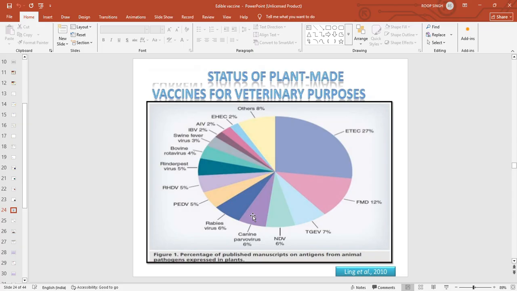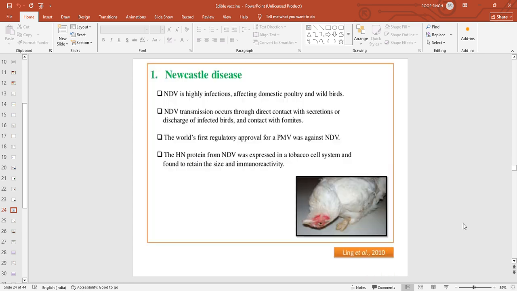This slide shows the status of plant-made vaccines for veterinary purposes, in particular for controlling diseases in animals. There is a lot of work going on. This is Newcastle disease, which is highly infectious, affecting domestic poultry and wild birds. NDV transmission occurs through direct contact with secretions or discharges of infected birds and contact with fomites. The world's first regulatory approval for PMV was against NDV.